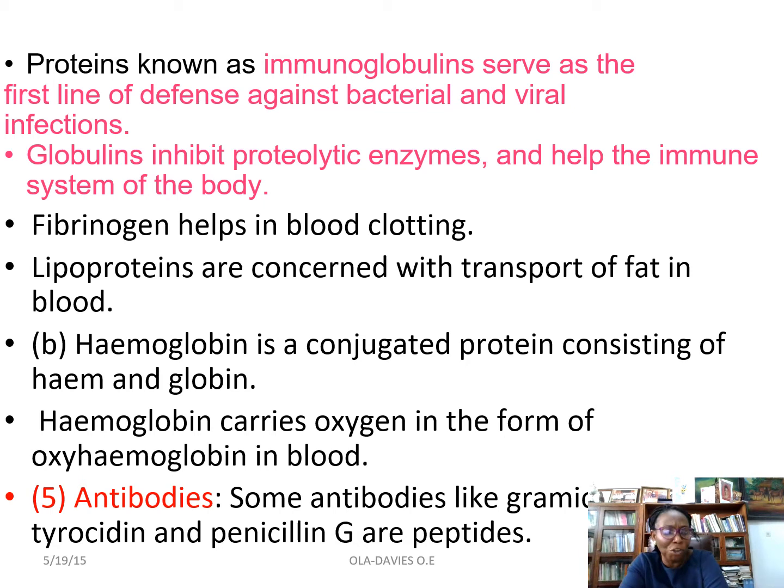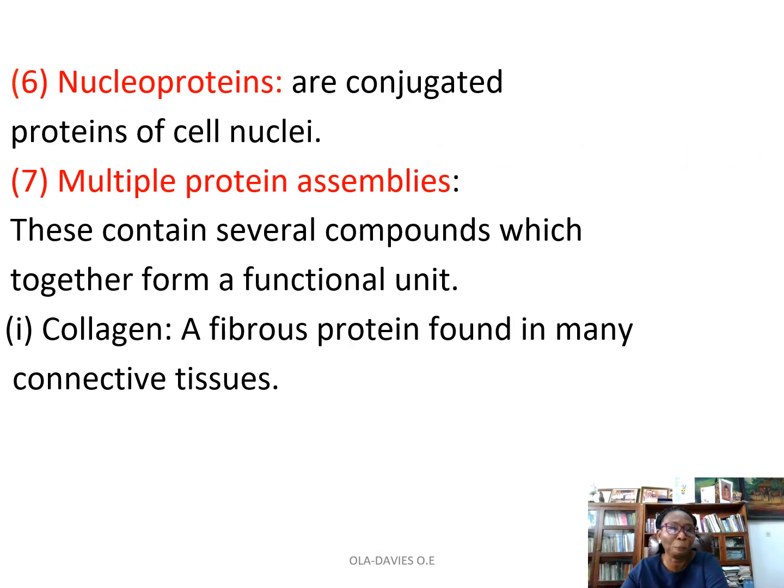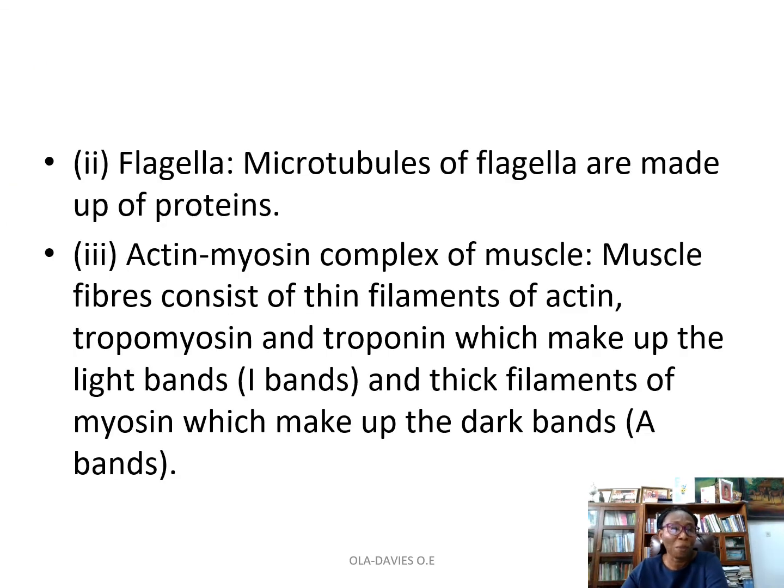Another function of protein is antibodies. Some antibodies like gramicidin, tyrosidin, and penicillin G are peptide antibiotics. Also, we have nucleoproteins. These are conjugated proteins of the cell nuclei. We also have some multiple protein assemblies. These are proteins that contain several compounds which together form a functional unit. An example of that is collagen. We all know what collagen is, which is a fibrous protein found in many connective tissues. Flagella also is one, which are microtubules of flagella made up of proteins.